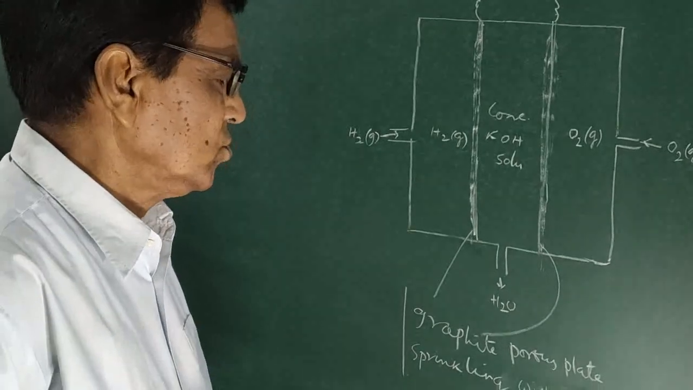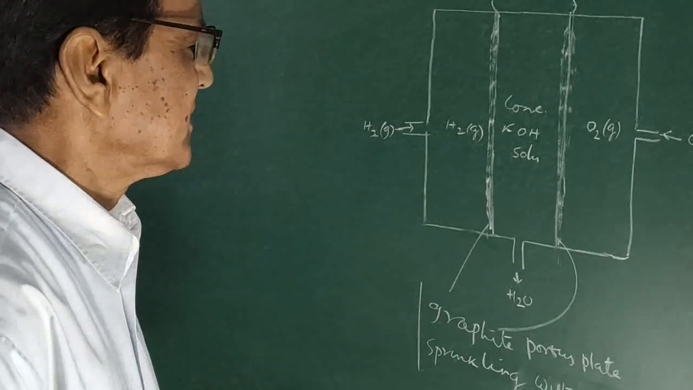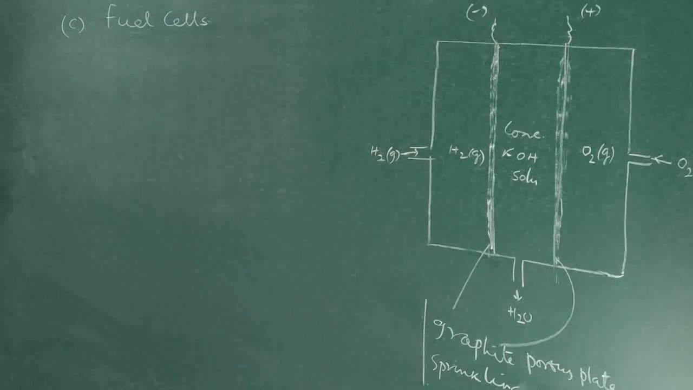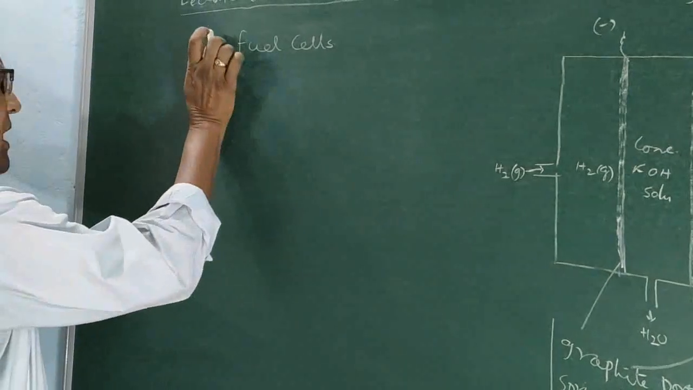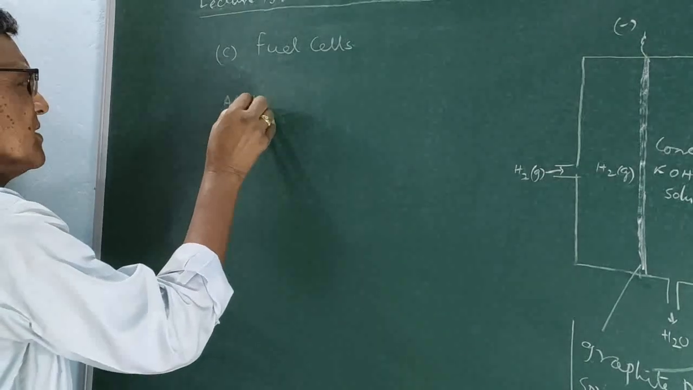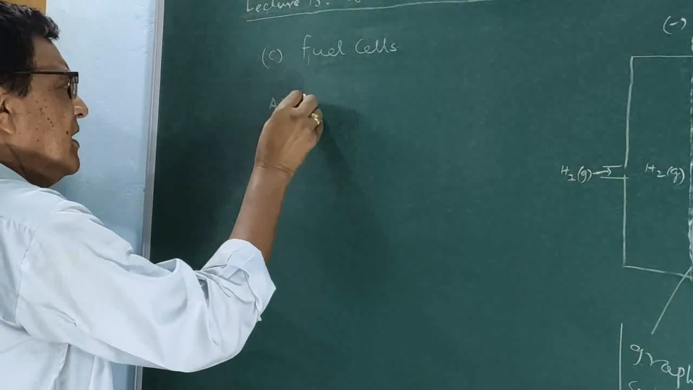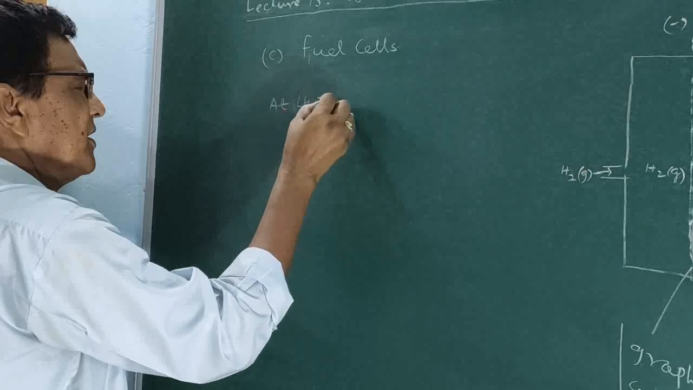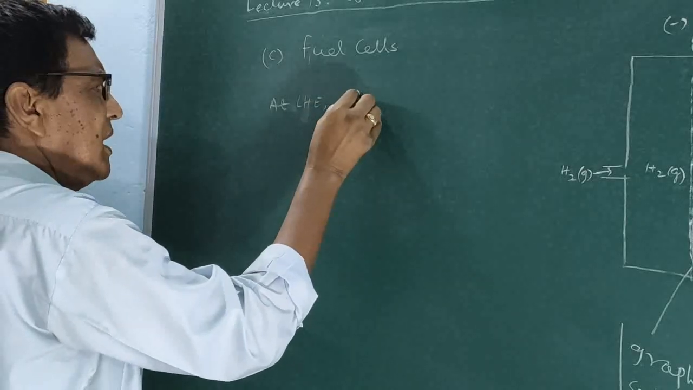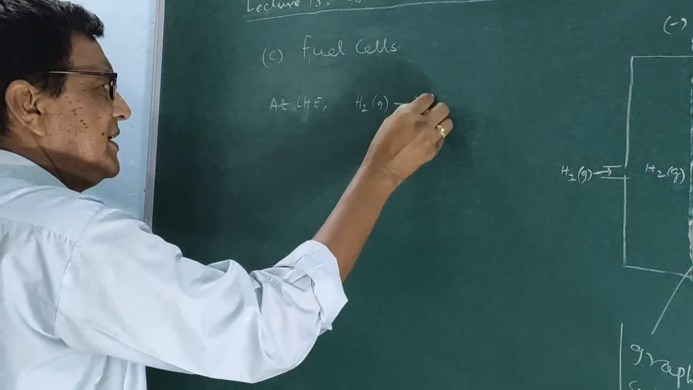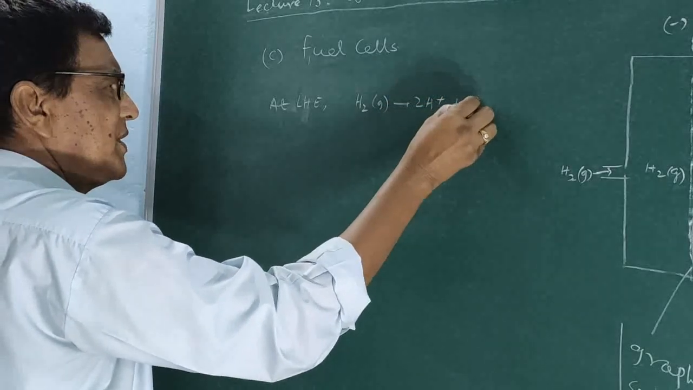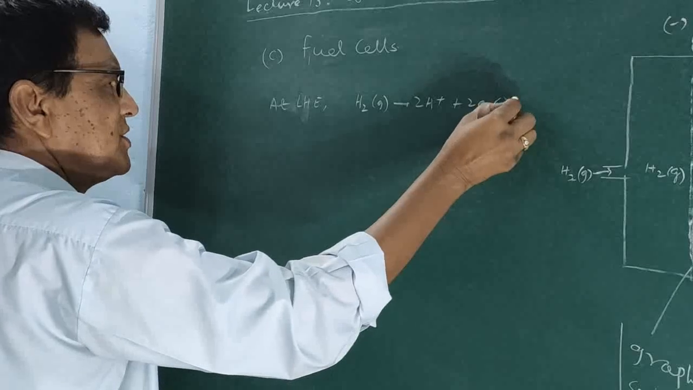without any pollution. And if I write the reactions, at the anode, the left-hand side electrode, the reaction is hydrogen gas giving 2H+ plus 2e-, and this is the oxidation.